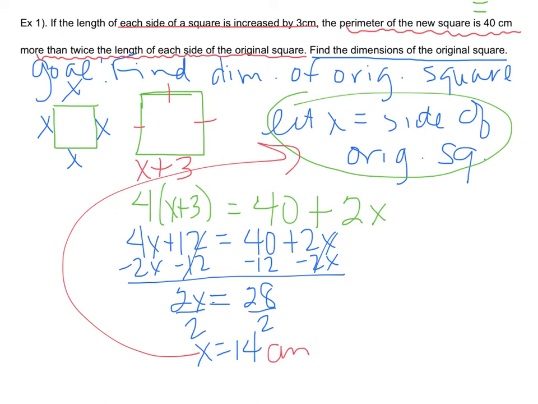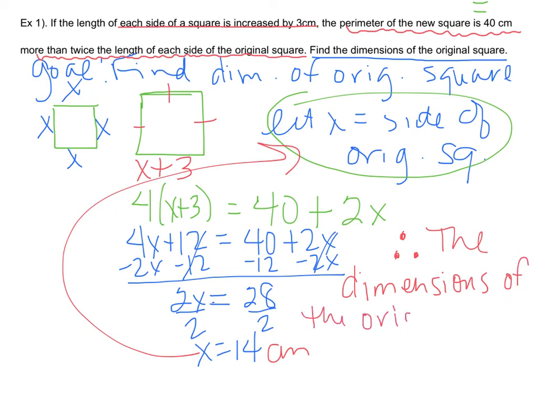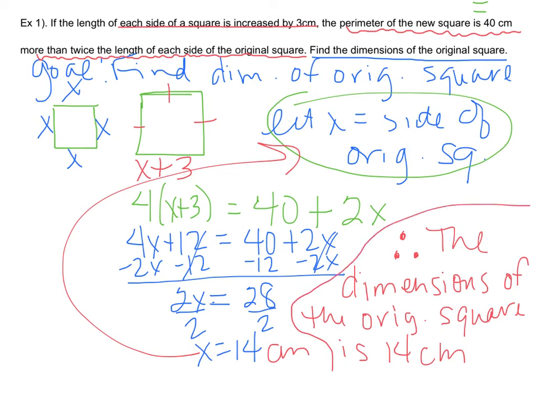We're going to write our therefore. The dimensions of the original square is 14 centimeters. And you know it's a square, so all the sides are the same. Ta-da! You've done your first application problem. See, it wasn't so bad.